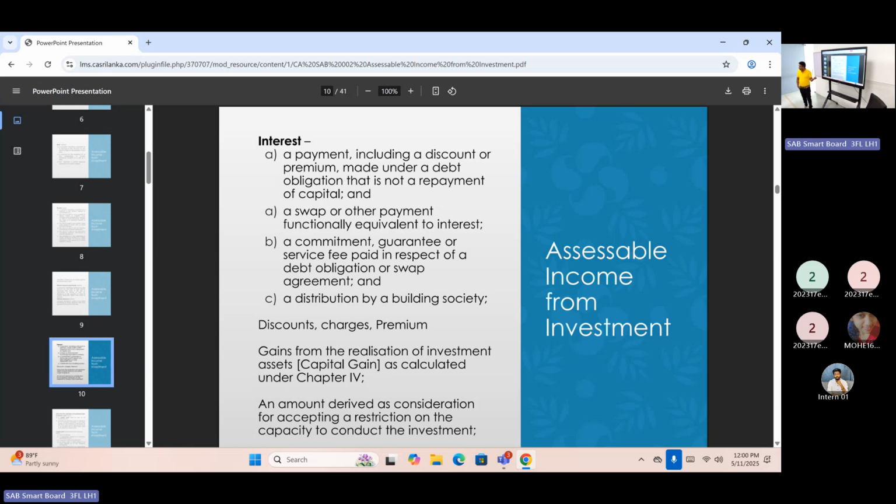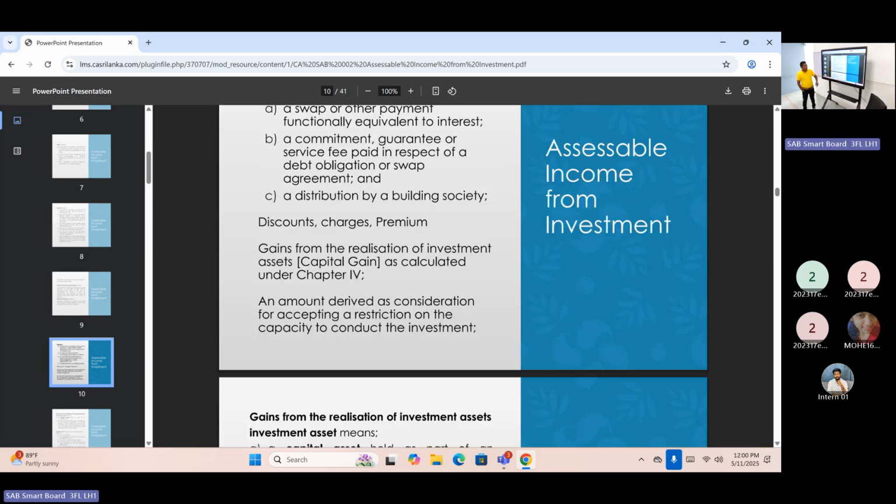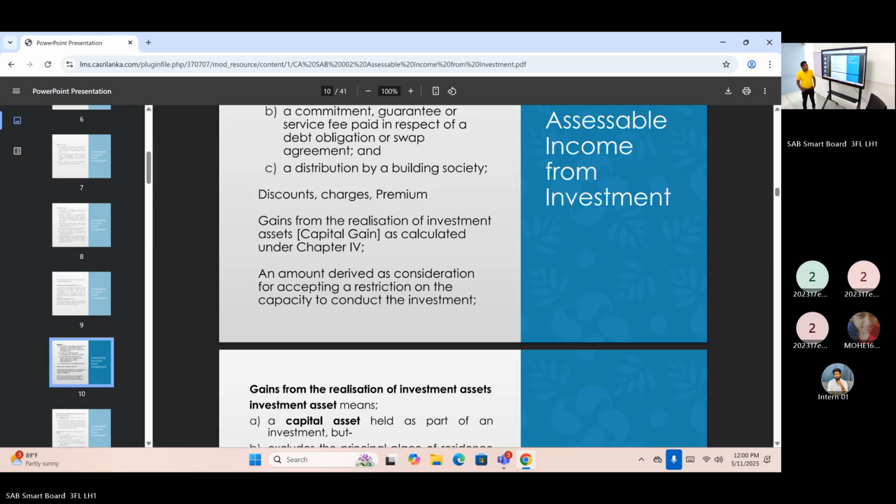So the party receiving that, it comes as interest. ඒ වගේ financial management වල ගන්න. Financial instrument. Financial instrument කියලානේ account ඉස්සරහට. Right? Futures එක තියෙනවා, even options. Right? Discount charges premium. So that is also part of investment income.